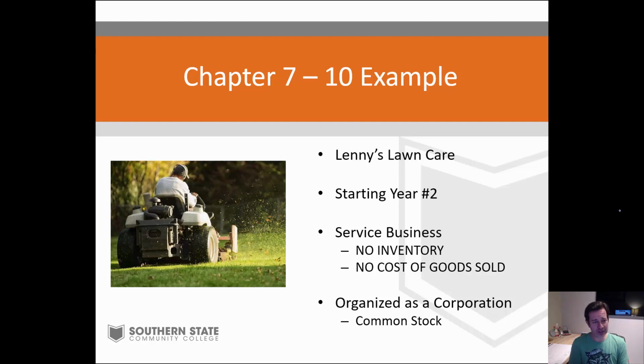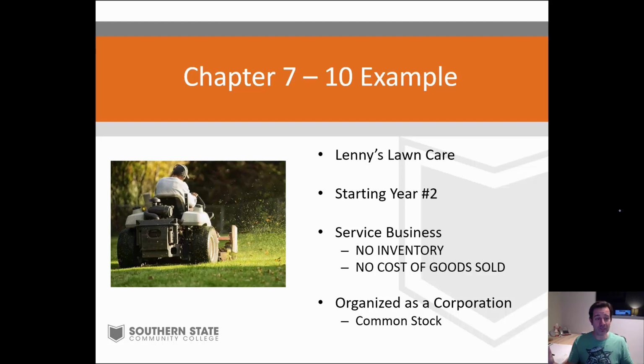It's a little bit different than Gray Company in the sense that Lenny's is a pure service business. We're going out and mowing people's lawns for them. We're not selling any inventory. Because we don't have inventory, we don't have cost of goods sold. So it's going to be a little bit easier to record our sales transactions because we won't have that part of the entry, debit cost of goods sold, credit inventory. We just have the part that says debit cash or accounts receivable, credit revenue. It's also, like Gray Company, organized as a corporation.